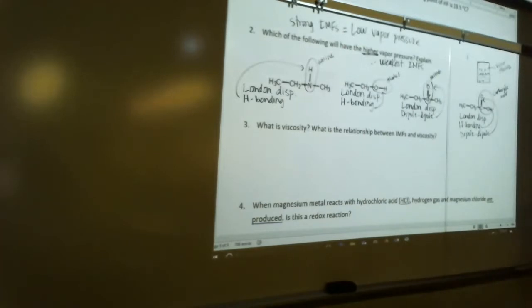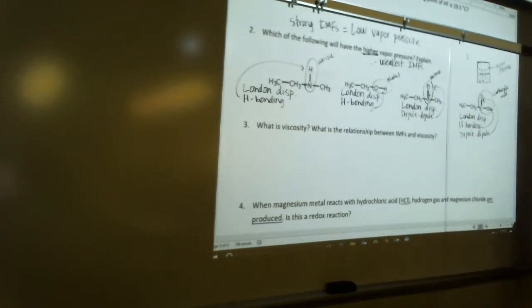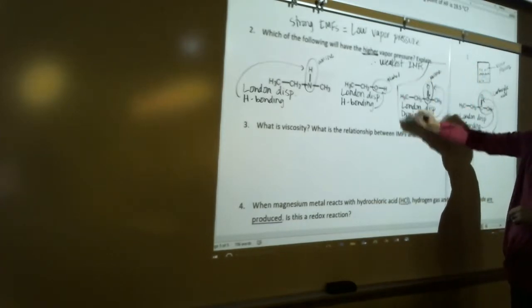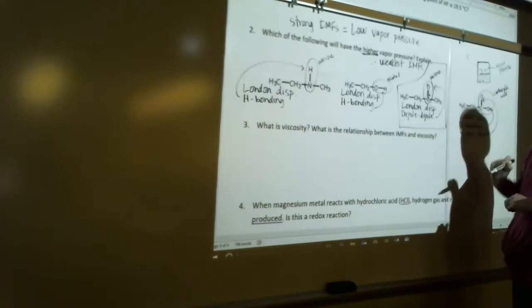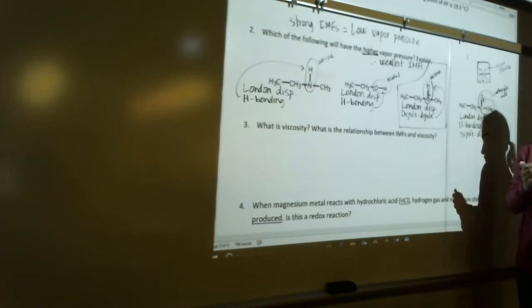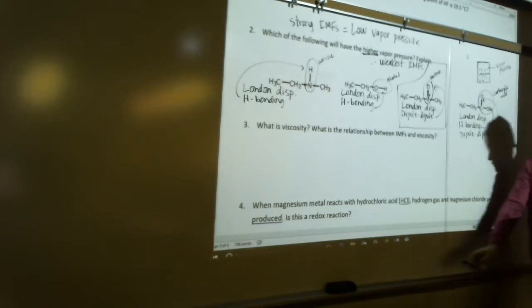So of these four, which one has the weakest IMFs? Which one? Right, so this one, the one with the ketone. You don't know how to name it yet, that's okay. You'll learn how to name it in organic. This one is our winner, right? That one's going to have the highest vapor pressure because it has the weakest intermolecular forces. Questions on how we diagnose this one? Okay.